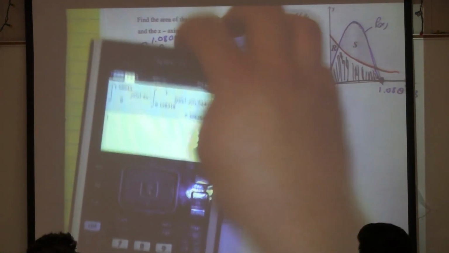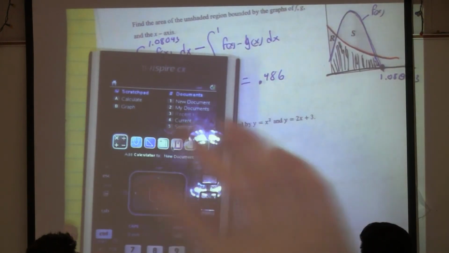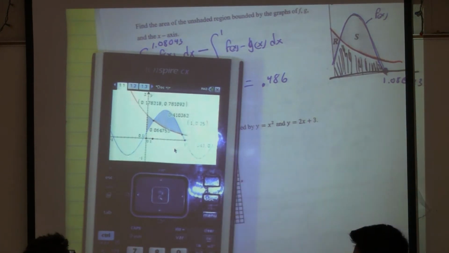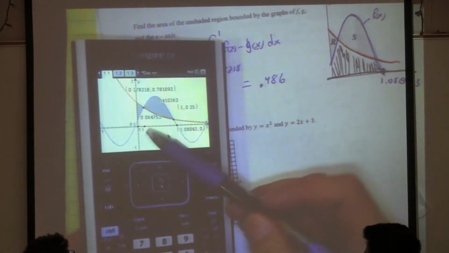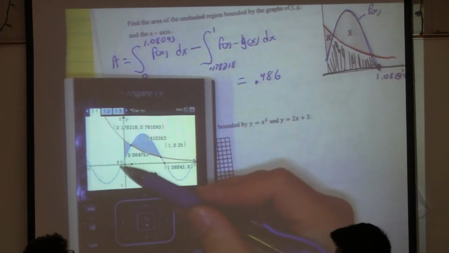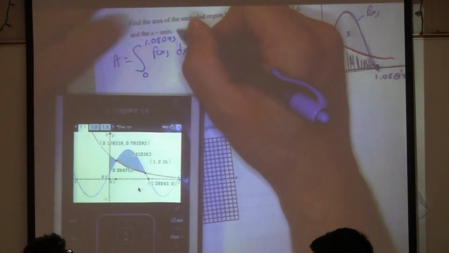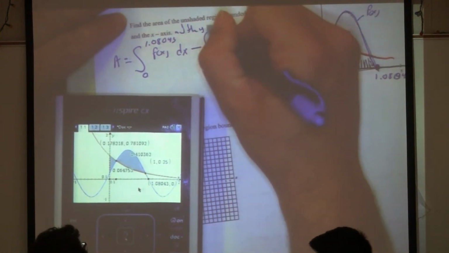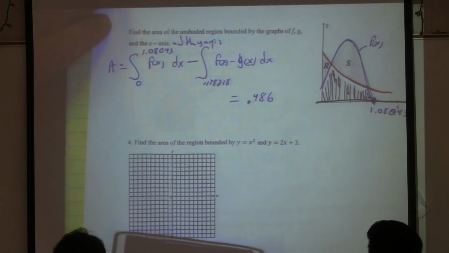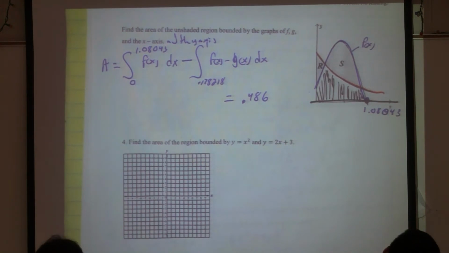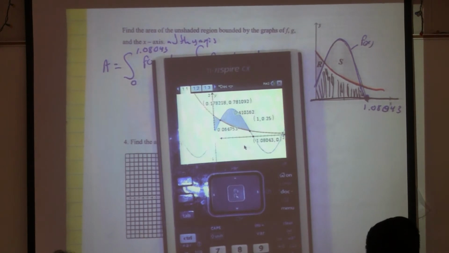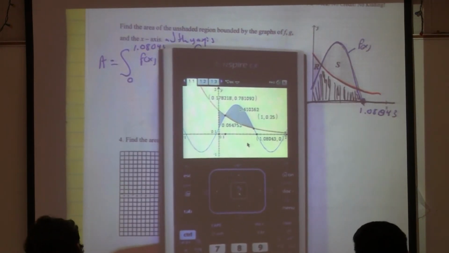I think they just forgot to put that other part. Yeah, you're right. Since they didn't say bounded by the y-axis as well, then we would go further over here, right? So let's change it. There we go. Does that fix it now? I'll fix it for next year. Just for Max.